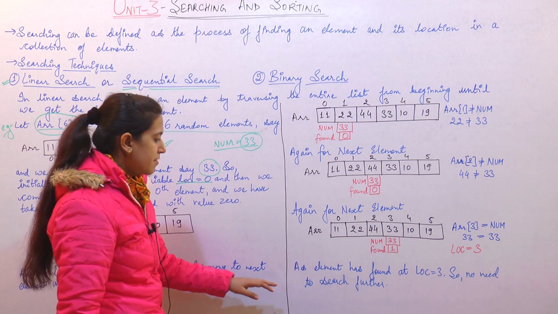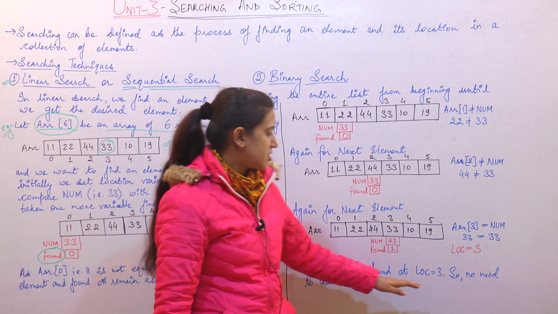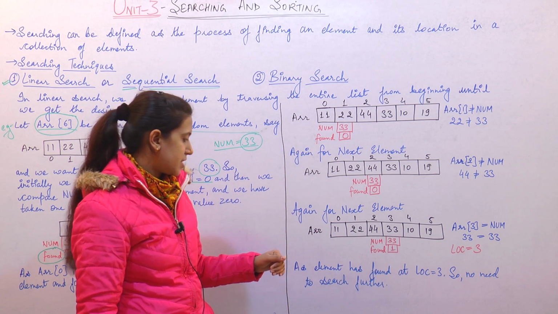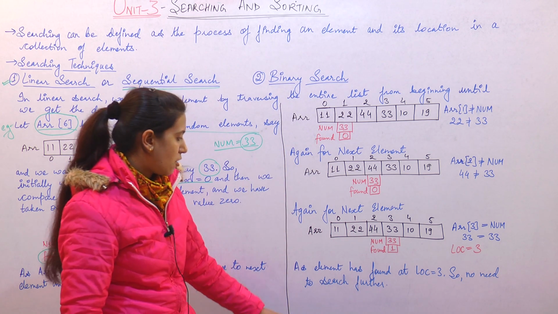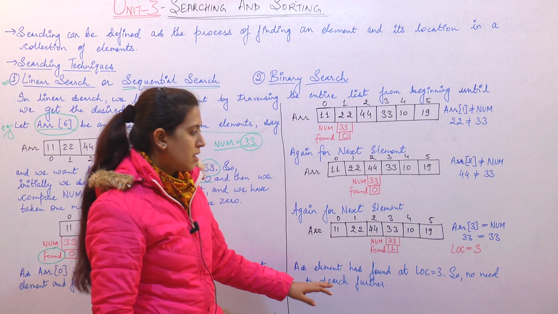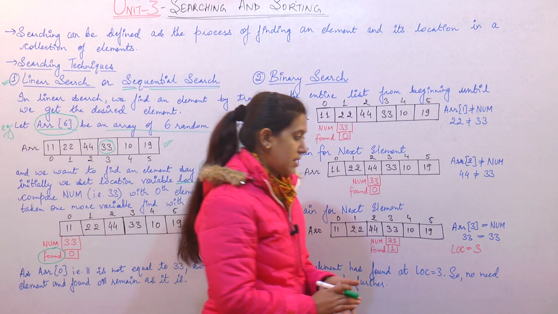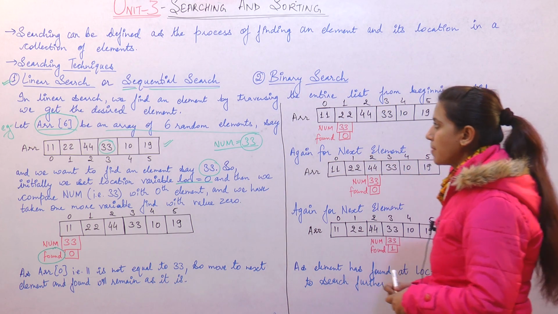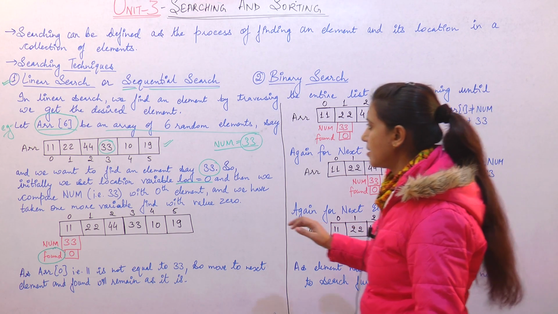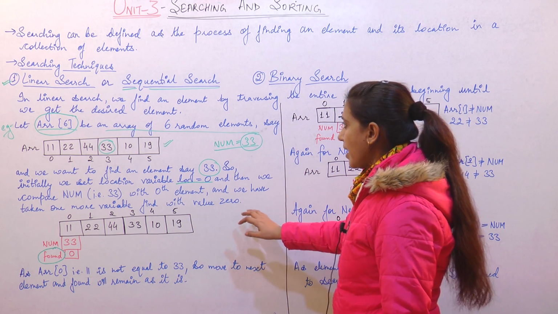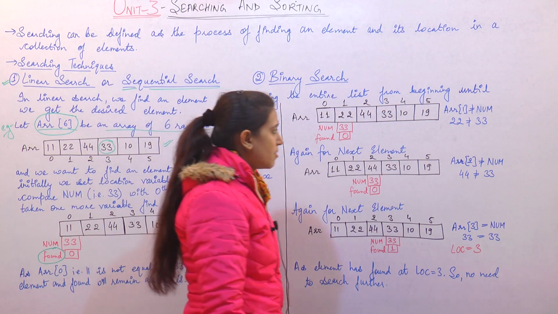So we will display the output that the number is found at location 3, and there is no need to search further because the number has already been found. Our output screen will show us that the number 33 has been found at location 3 and our program will return. So in this way we can apply linear search or sequential search to search for the desired element from an array of random elements. So this was all about linear search.